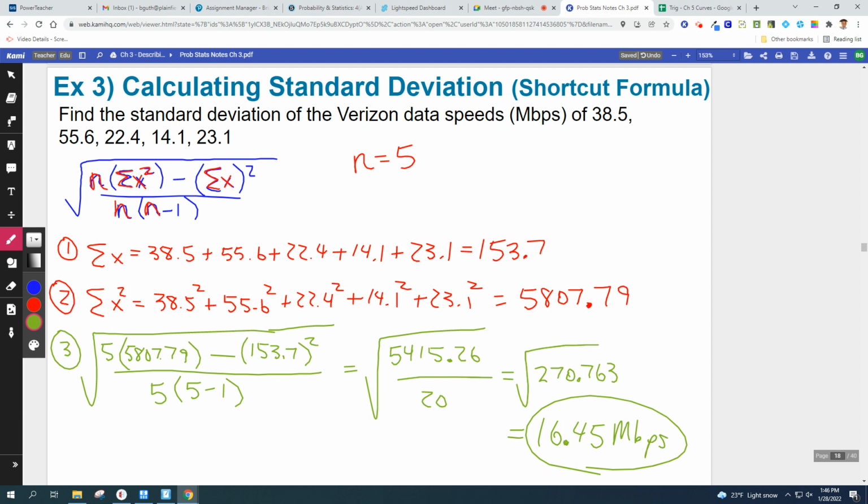So that way is a little bit quicker. It's a little bit less work. I know it looks like it's going to be more work, but it's a little bit less work to find the same standard deviation. That's why it's the shortcut formula.